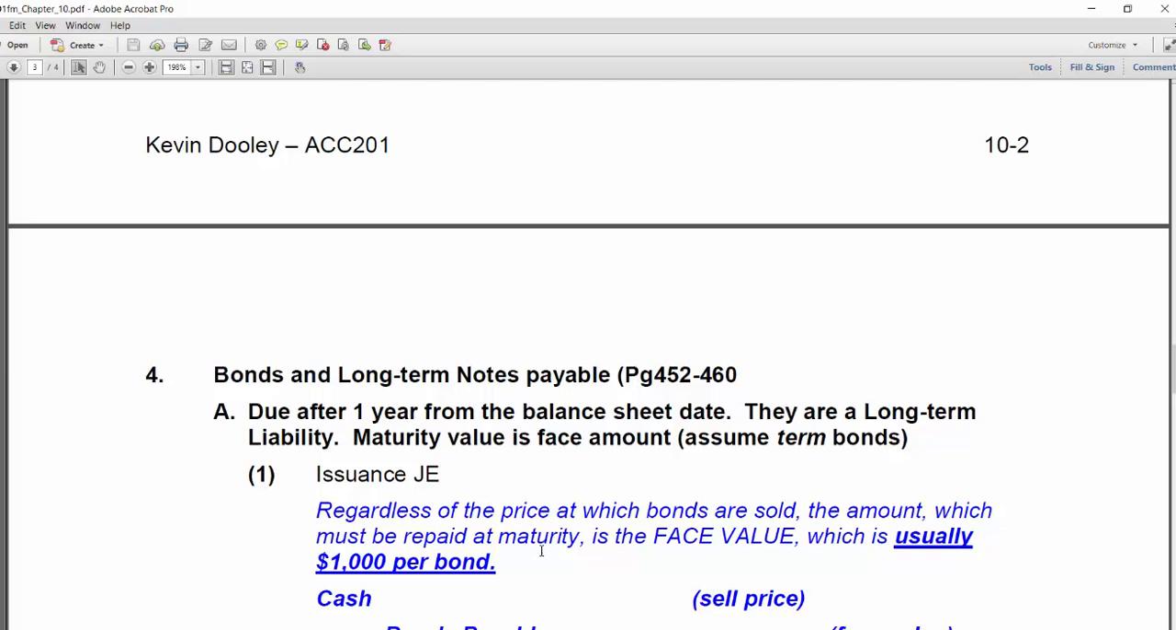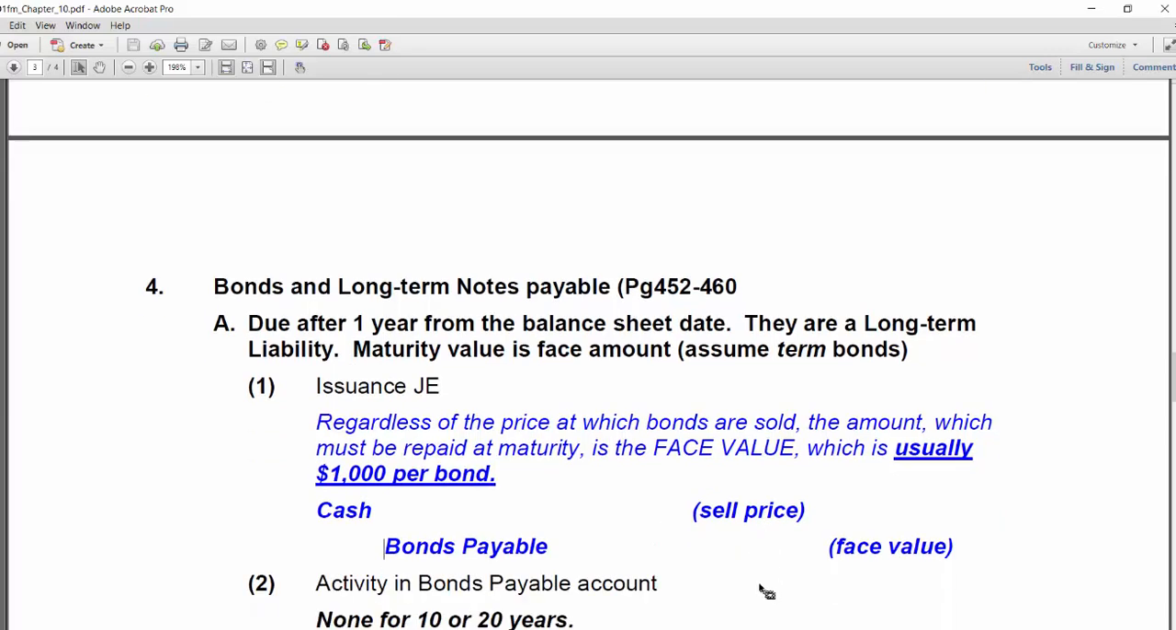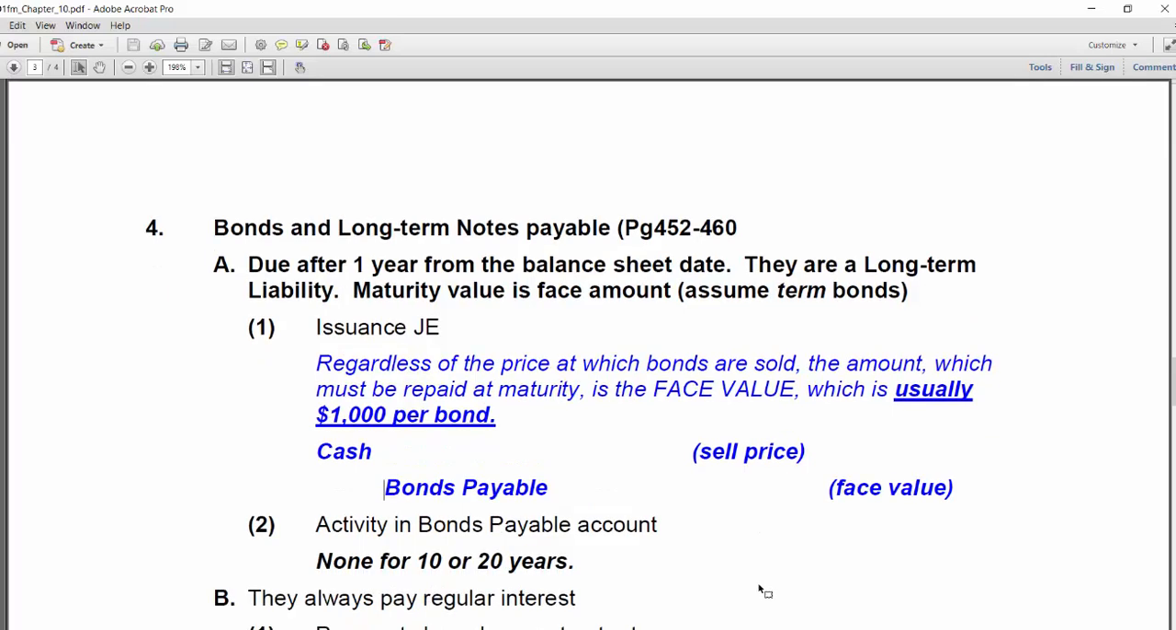The face maturity value is going to be the same as we previously computed. However, we're going to look at just the bond as being the principal amount. Now, bonds have funny pricing. Regardless of what price you actually sell the bond at, the amount that's going to get paid back is what's known as the face value. That's usually $1,000 per bond. So issuing bonds, you debit cash, credit bonds payable, and for the same amount, selling price and the face value. And nothing happens to the bond payable account for 10 or 20 years until you actually pay the bond off.